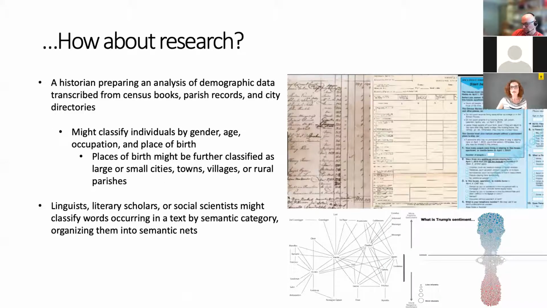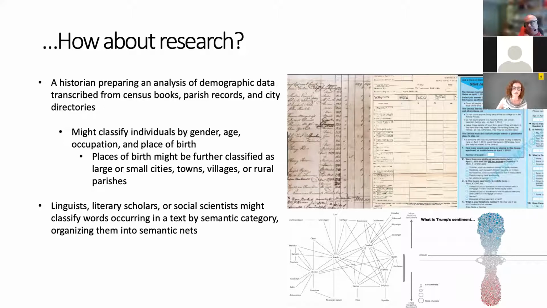Then we can also look at the archives and historians who prepare demographic data analysis transcribed from census books, parish records, and city directories, who also then classify individuals by gender, age, occupation, place of birth. Or even more common are semantic nets.